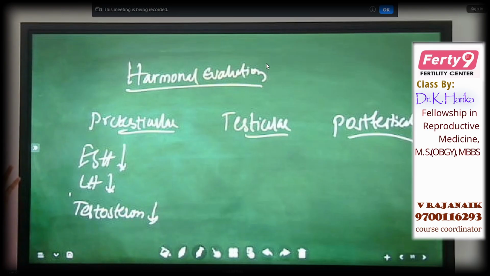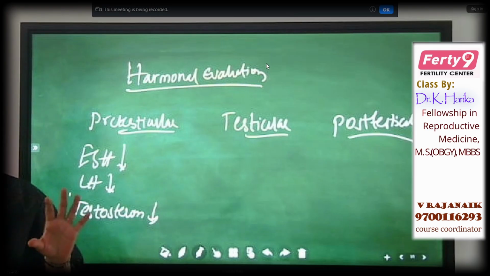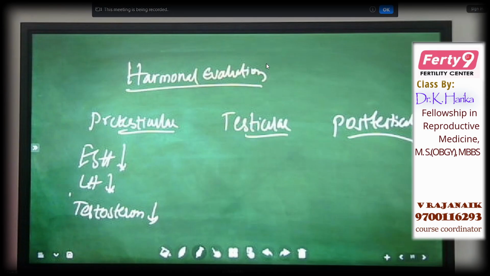So whenever you see a male patient with hypogonadotropic hypogonadism, the basic treatment is to give him supplements, because internally hormone production is less. So externally you have to give these in the form of HCG injections, or you can also give him recombinant FSH injections.